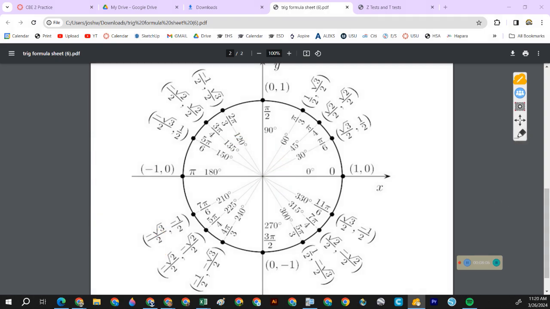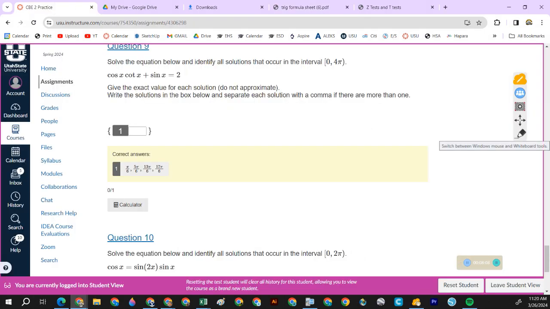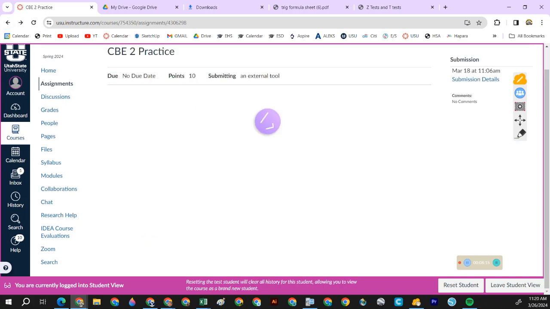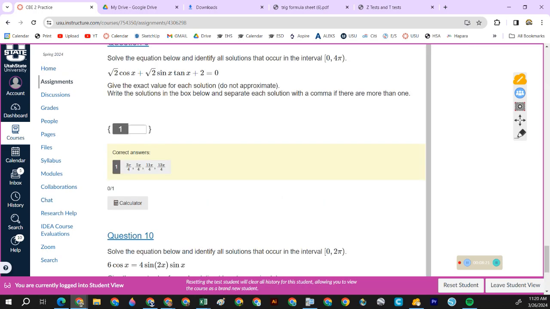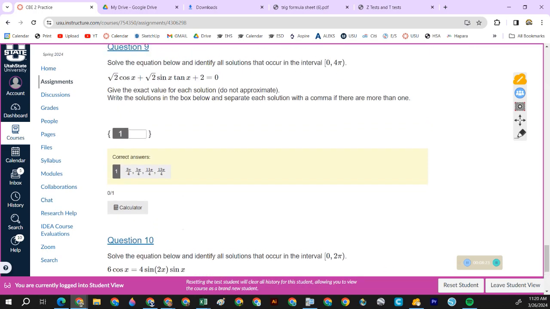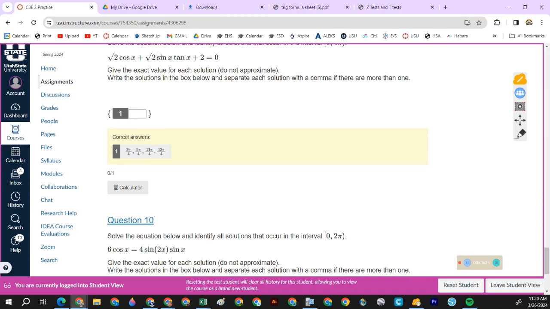Let's see how I did. So pi over 6, 5 pi over 6, 13 pi over 6, and 17 pi over 6. All right, let's find another example. Oh, right there. All right.